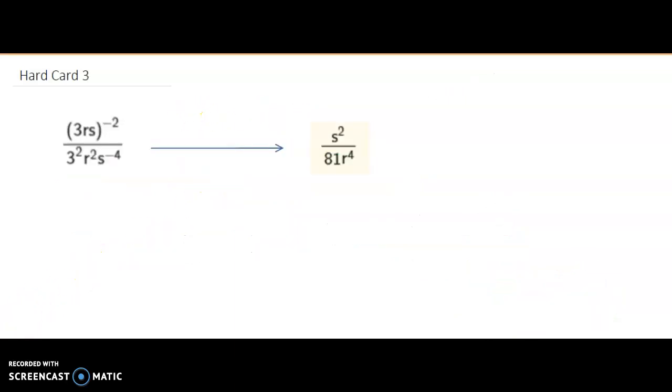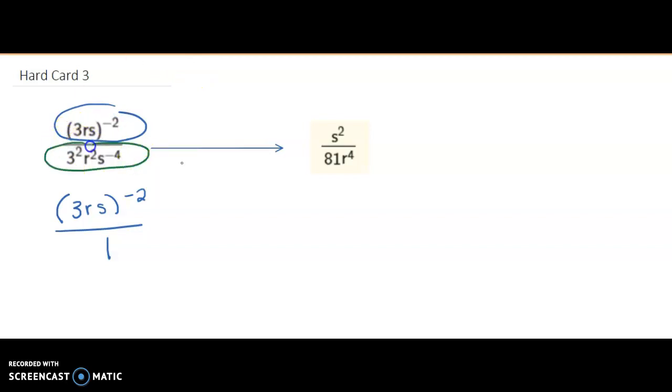All right, guys. A lot of people get confused by these negative exponents, and they can be a little tricky sometimes. And then they also can get tricked up by these fractions. So when I have a fraction, I like to break things down to where they don't look so overwhelming. So I'm going to break this down into 3rs to the -2 over 1. Okay, so I'm going to essentially break this into its own group and this into its own group. So times 1 over 3 squared r squared s to the -4.